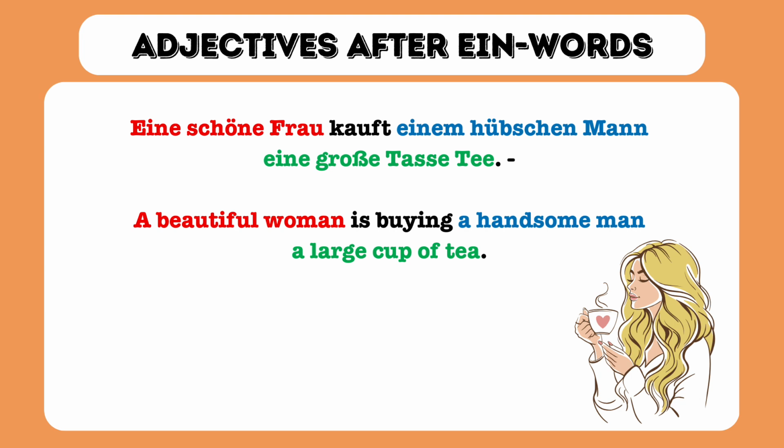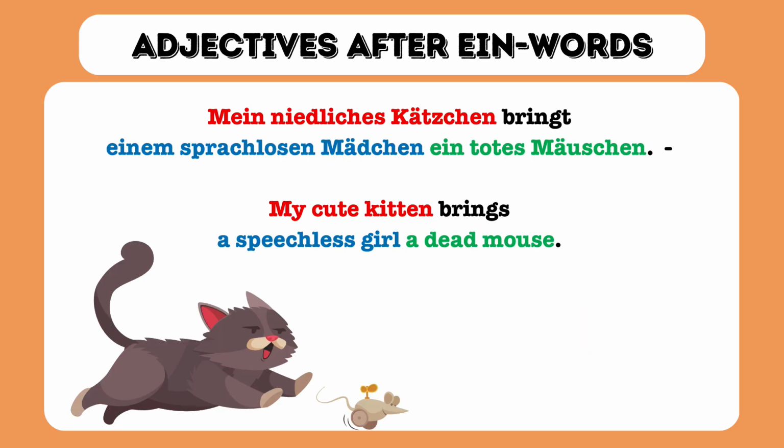The man is in the dative case here, which gives us einem hübschen Mann. Einem for the masculine dative form, and the adjective that follows takes an en. Eine schöne Frau kauft einem hübschen Mann eine große Tasse Tee. Mein niedliches Kätzchen bringt einem sprachlosen Mädchen ein totes Mäuschen. My cute kitten brings a speechless girl a dead mouse. I'm assuming she's speechless because of the dead mouse.